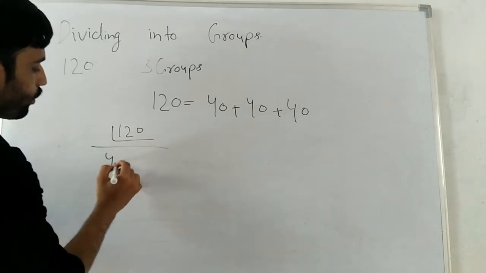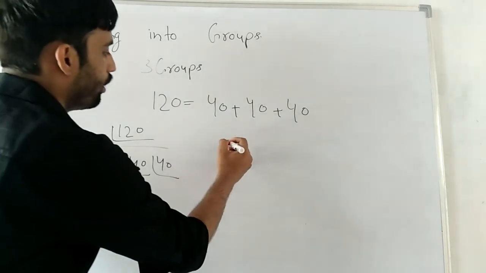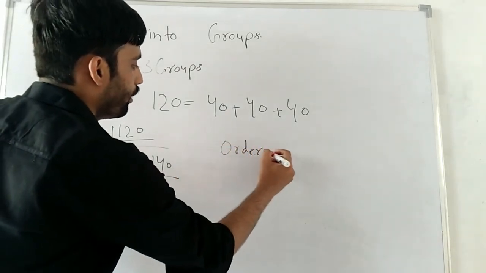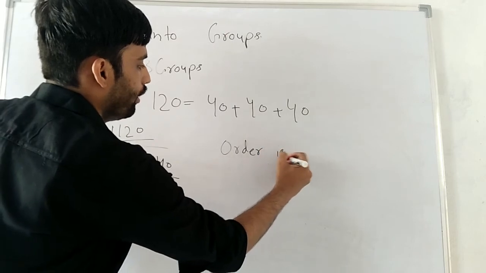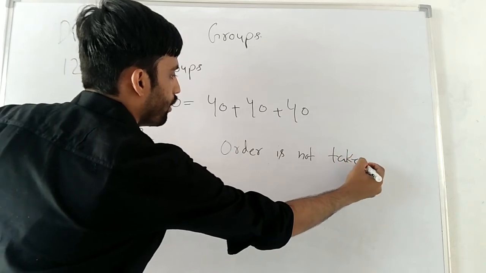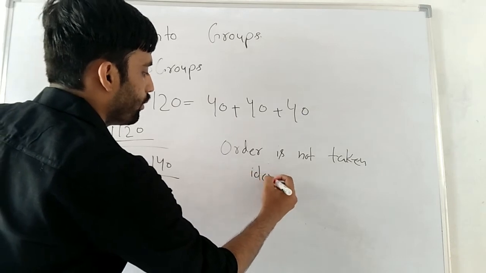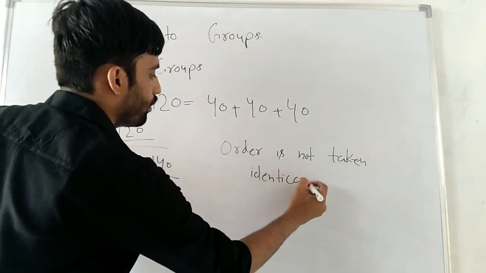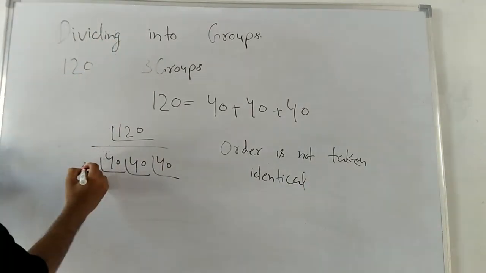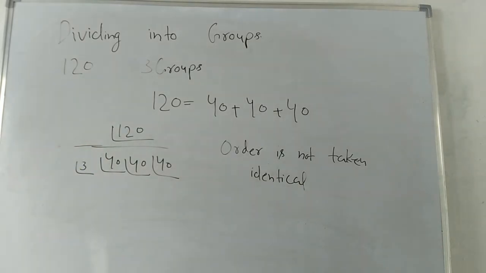factorial 120 divided by factorial 40 and factorial 40. But order is not taken, and the groups are identical. So we have to divide it by factorial 3. So the correct answer will be factorial 120 divided by factorial 3 into factorial 40 and factorial 40.